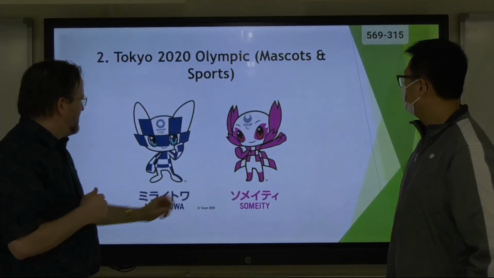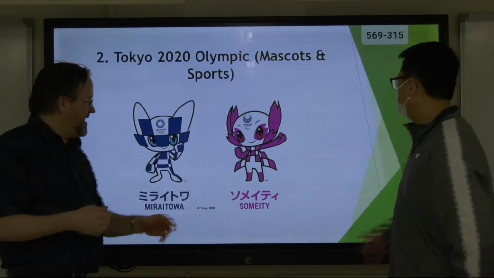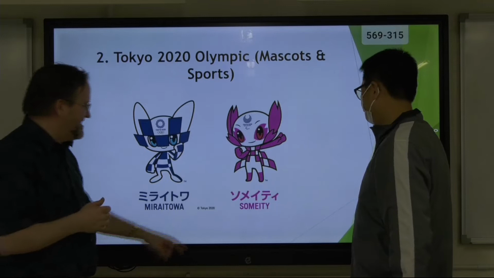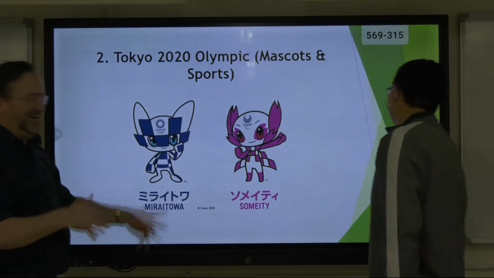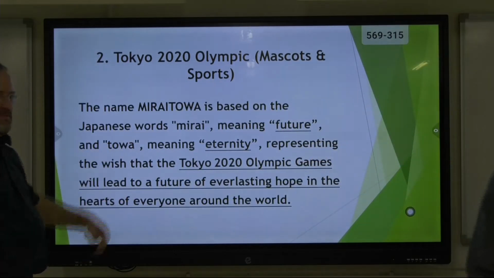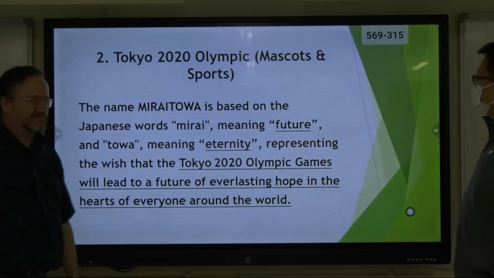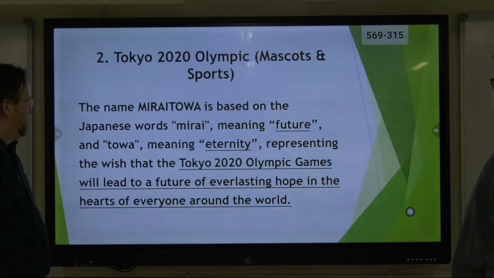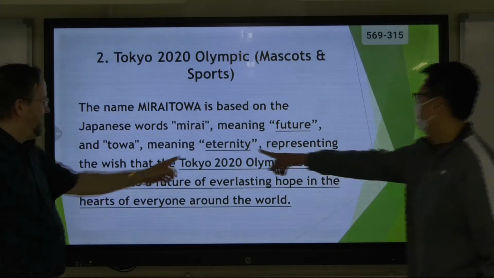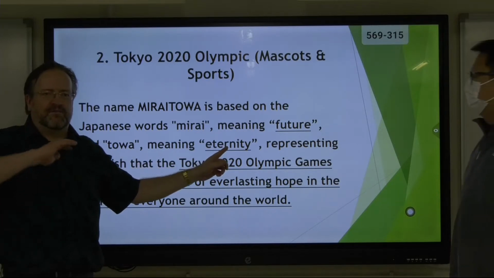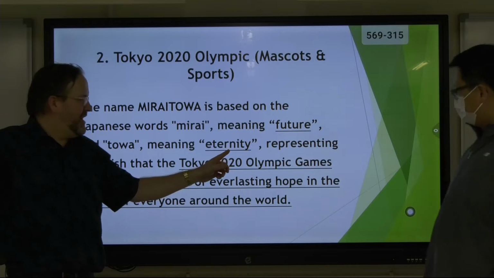So these two mascots, they're going to represent something, okay? So what is it called here? Miraitowa? Well, I can't say it, it's Japanese. So what do they mean? Their name? Let's see. It will help us pronounce it. All right. Okay, so the name Miraitowa is based on the Japanese words mirai, meaning future, and towa, meaning eternity. What's eternity? Eternity means forever. Something that will go on forever and ever and never end.